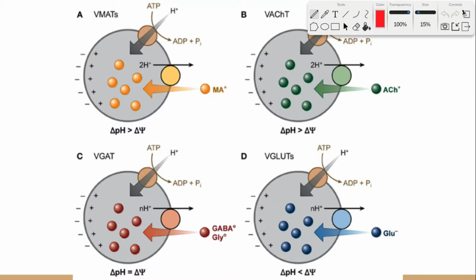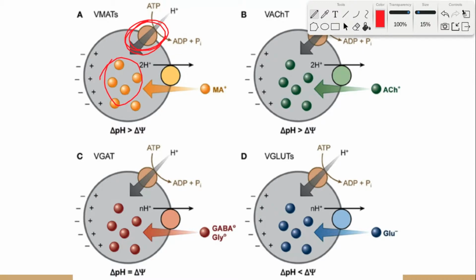Following endocytosis of our vesicles, they are quickly acidified by a V-ATPase. These are proton pumps that couple ATP hydrolysis to proton transfer between membranes. So the acidified vesicle, which now has all these protons, will then have a proton gradient that can then be used by various neurotransmitter transporters to move and stockpile their neurotransmitters in the vesicle.